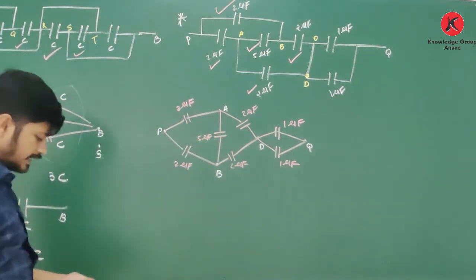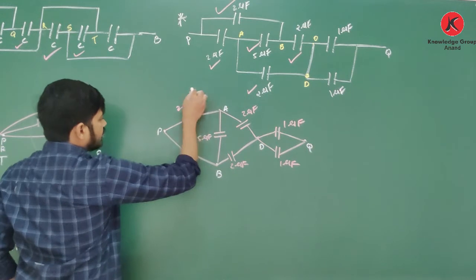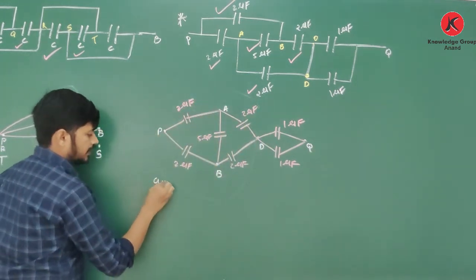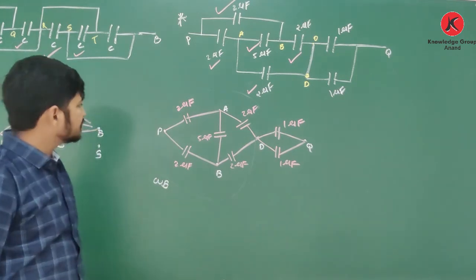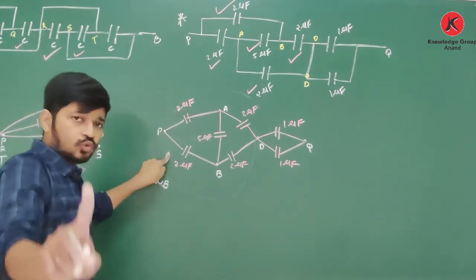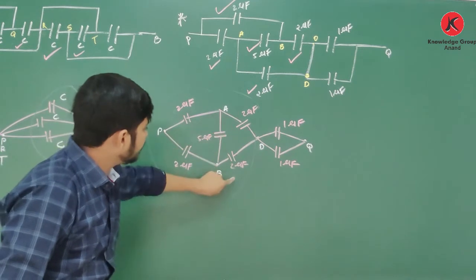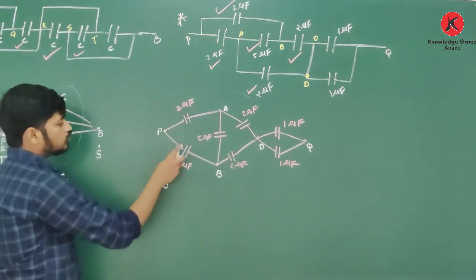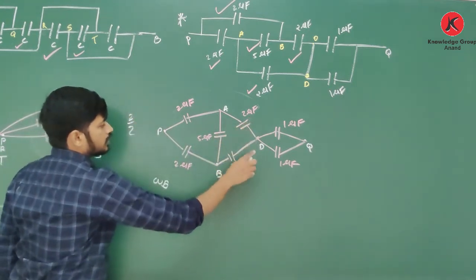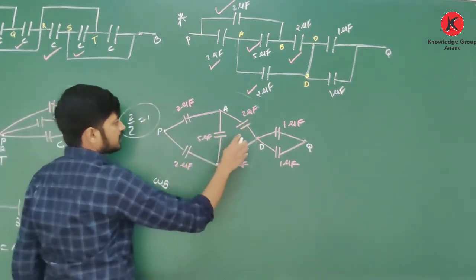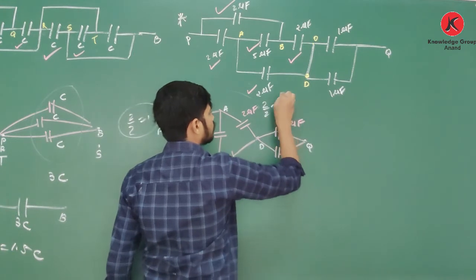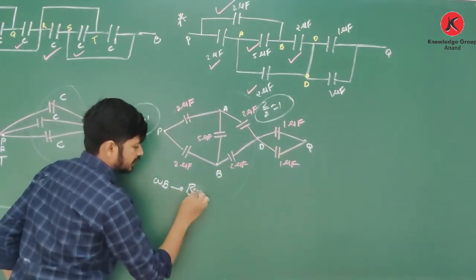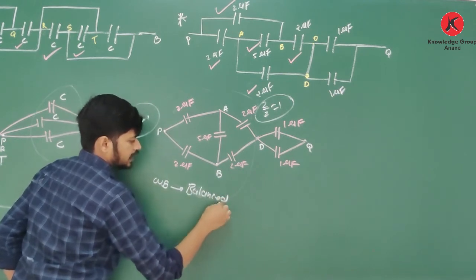Now see here, students, this connection is nothing but a Wheatstone bridge. See this Wheatstone bridge. 2 divided by 2, 1. 2 divided by 2, 1. So yes, this Wheatstone bridge is in balance condition. How? 2 divided by 2 is equal to 1. This side, 2 divided by 2 is equal to 1. So the Wheatstone bridge is in balance condition.